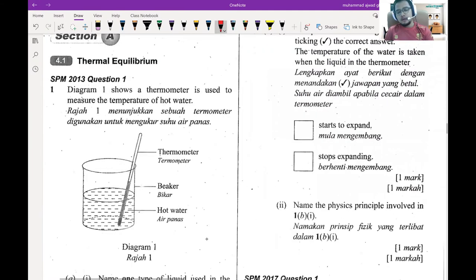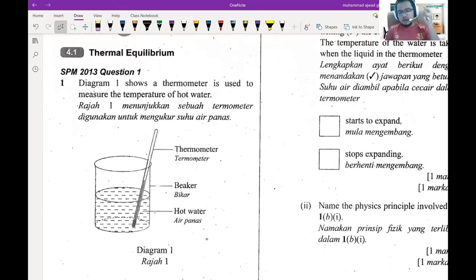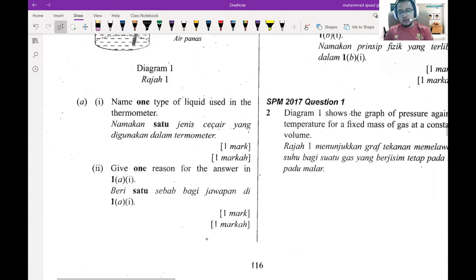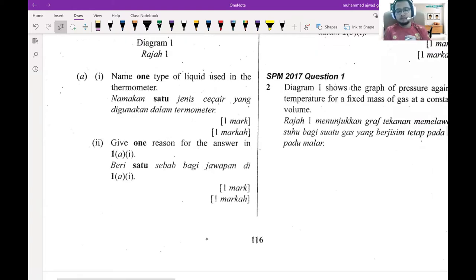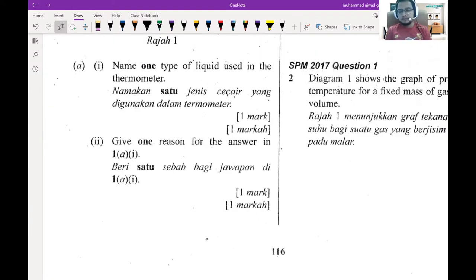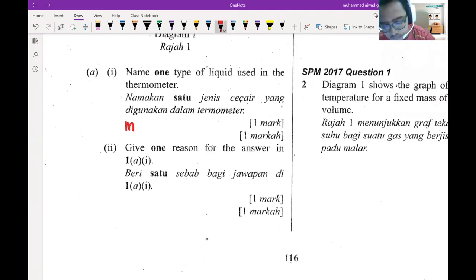Okay, so kat sini, the first one is thermal equilibrium. Okay, dia punya application is, one of the application is the usage of thermometer to measure the temperature change during thermal equilibrium. Okay, name one type of liquid is used in thermometer. Apa liquid yang kita guna? Mercury. Okay, good. Kenapa mercury? Okay, one of the reason is mercury, they expand uniformly.